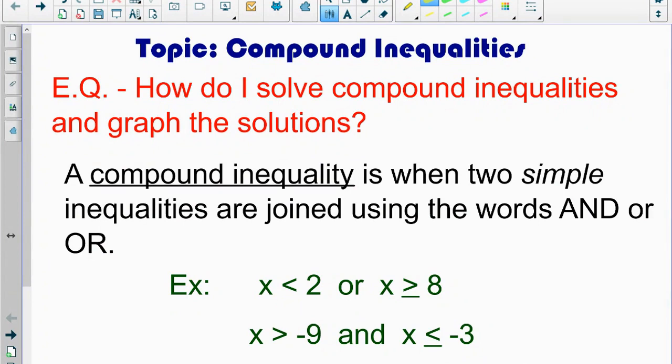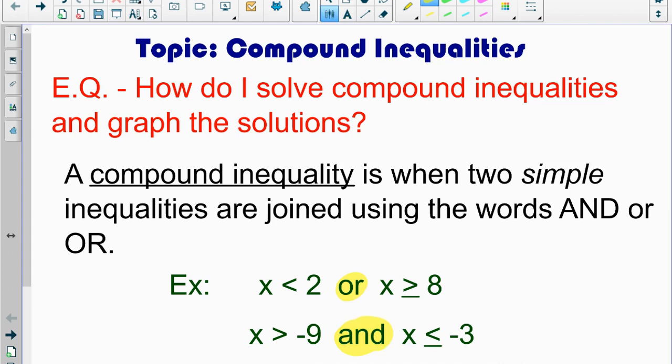All right, today we're going to talk about compound inequalities. We just finished graphing and solving inequalities in one variable, which we call simple inequalities, where it's just a single inequality at a time. A compound inequality is when you have two of these simple inequalities joined together using the words "and" or "or." These little connector words.